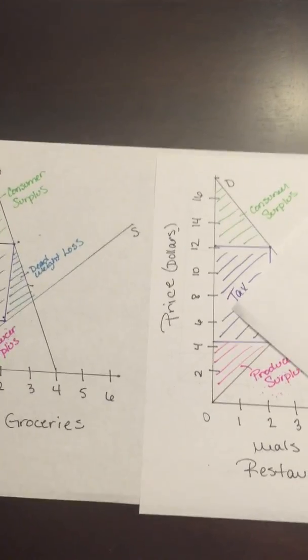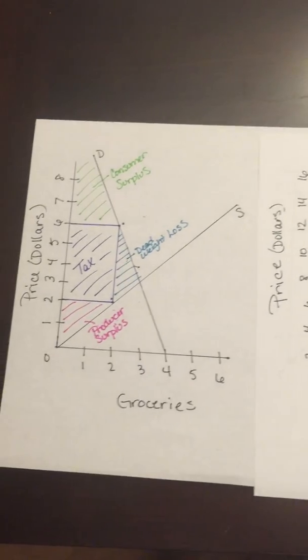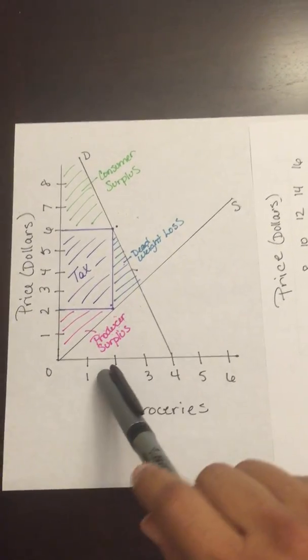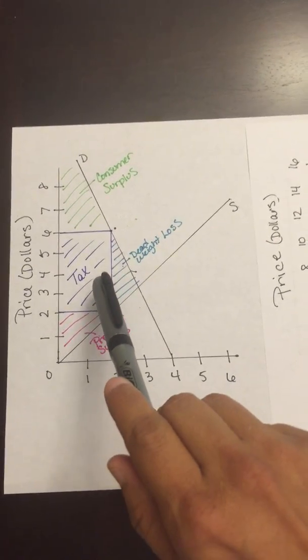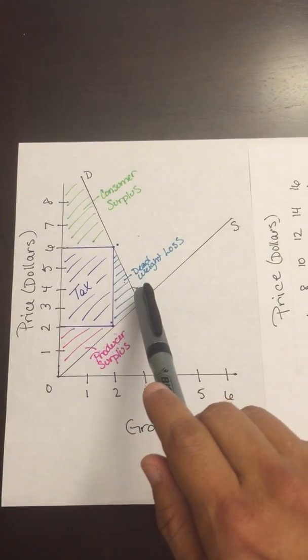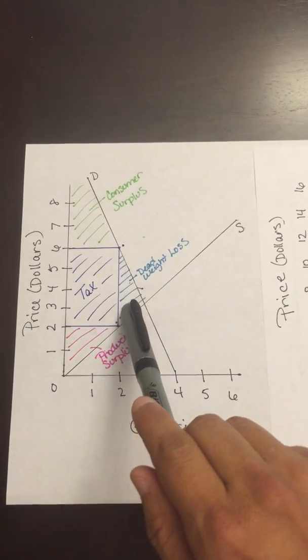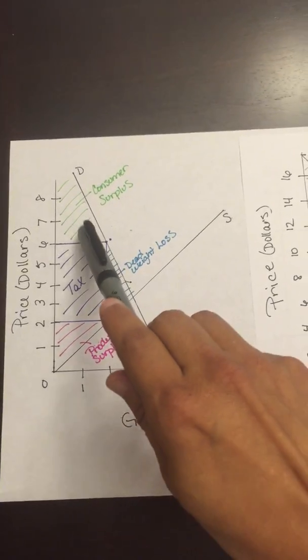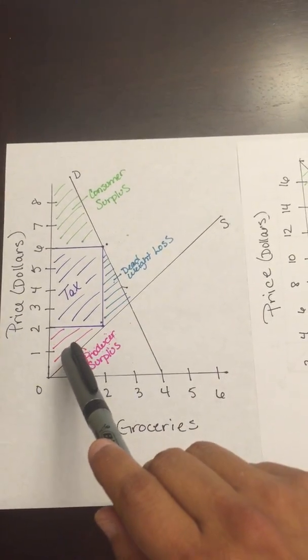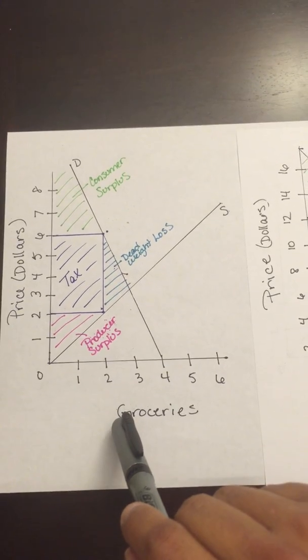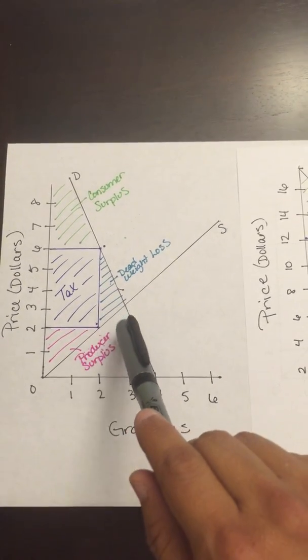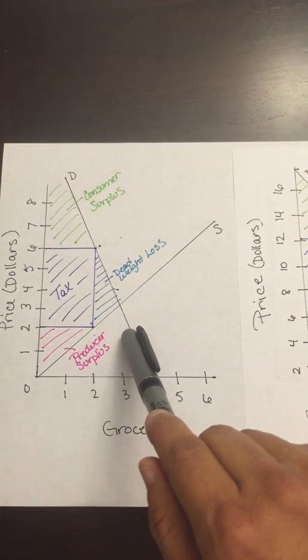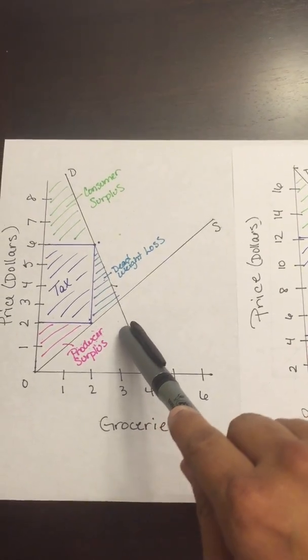So when I look at a tax being given to groceries, we can see the tax here and also the dead weight loss that comes into play once the tax takes into effect. You'll see a smaller consumer surplus and also a smaller producer surplus. But the demand is somewhat inelastic in terms of groceries.